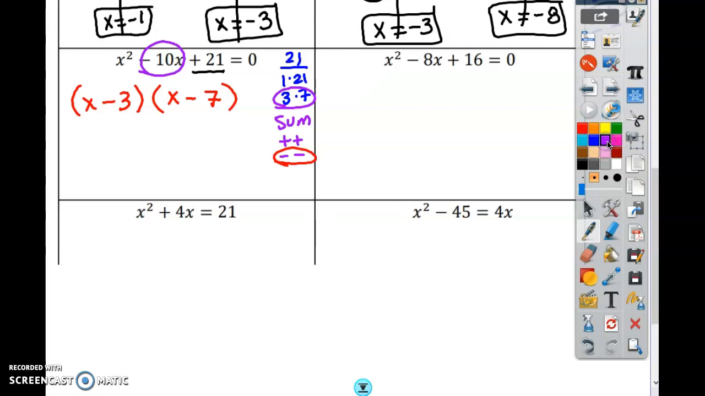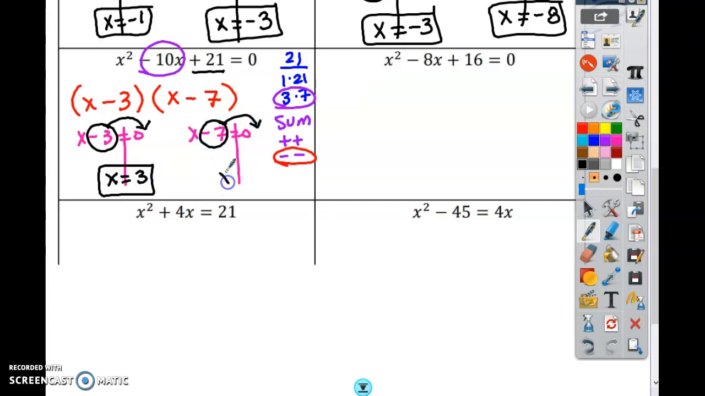Okay? And then we set them equal to 0. So I have x minus 3 equals 0, solve, and x minus 7 equals 0, solve. Move this over, change the sign. X equals 3 is one of my solutions, one of my zeros. And then move this over, change the sign. X equals 7 is my other zero. So these are my factors, and these are my zeros. There's a difference. You have to know the difference, okay? Because in quizzes, they're either going to ask you for the factors or for the solutions or zeros.